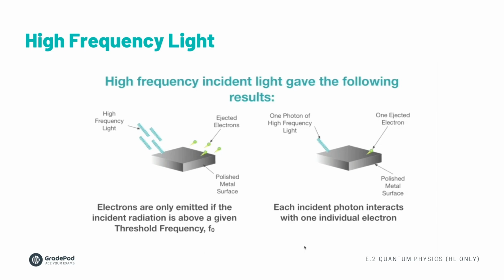The second thing that comes out of it is that each incident photon interacts with one individual electron. So if you pop in one high-frequency photon, then one electron will be ejected. If you pop in 4 high-frequency photons, 4 electrons will be ejected.